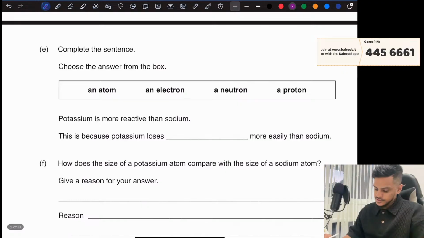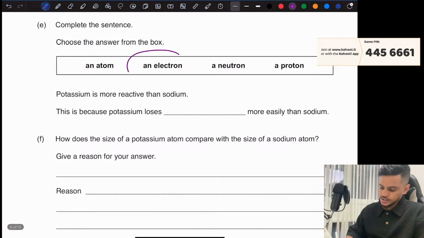Potassium is more reactive than sodium. This is because potassium loses something more easily. Answer here is an electron, okay? Anything to do with the reaction is usually transfer of electron.